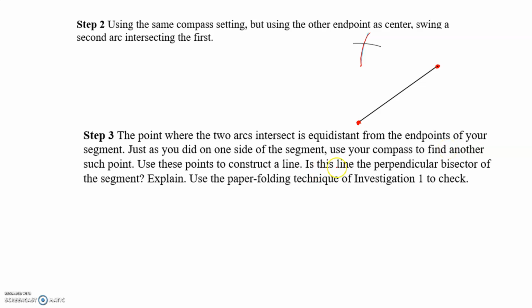Just as you did on one side of the segment, use your compass to find another such point, and use these points to construct a line. So if I stab in here now, and go to the other side, and with the same opening stab in on the other endpoint, then that point is also the same distance from each endpoint. So if this intersection spot is the same distance from each endpoint, and that one is too, then if I connect those two, I have 2 points on the perpendicular bisector, so I have now constructed a perpendicular bisector.